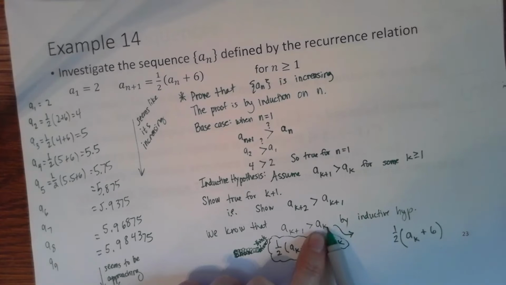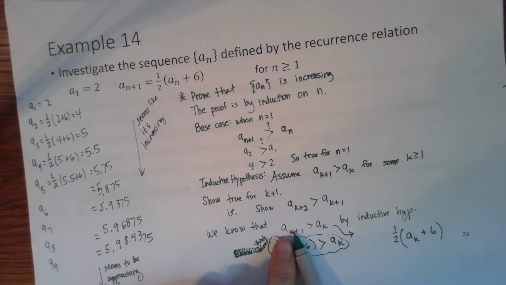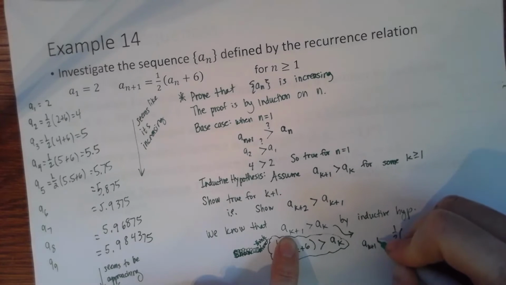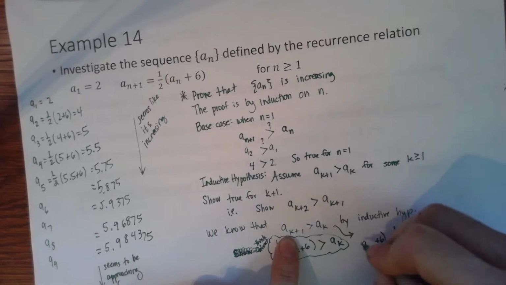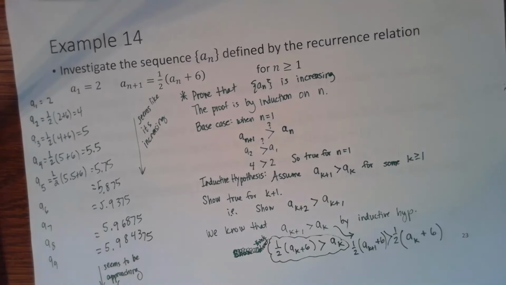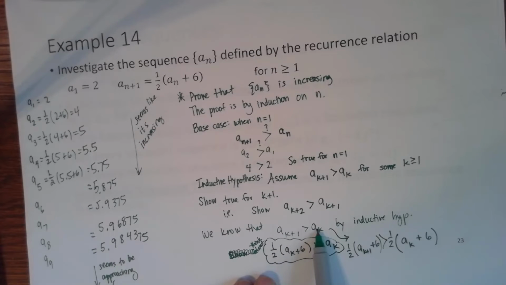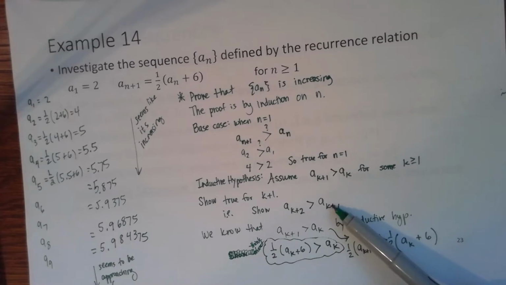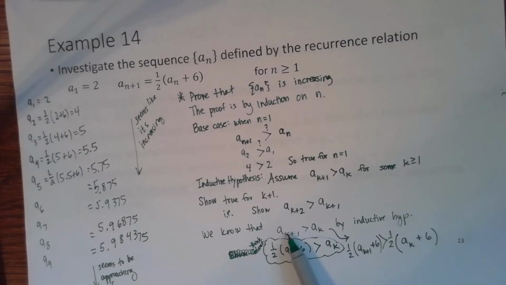Whatever I do to this side of the inequality has to be done to this side as well. So over here, I'm going to take a sub k plus 1, add 6, and then multiply it by 1/2. All I did is take what I knew by the inductive hypothesis and doctor it up a little bit, thinking, how could I turn this into that? And whatever I did to this side, I have to do to that side.